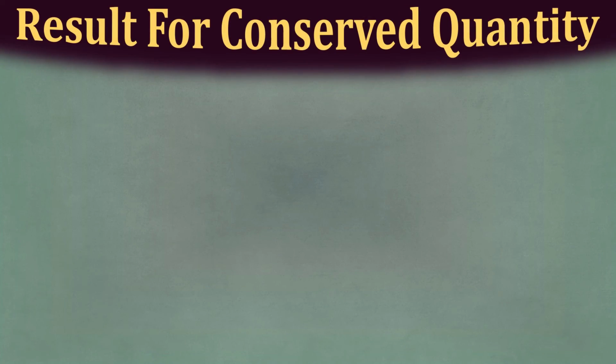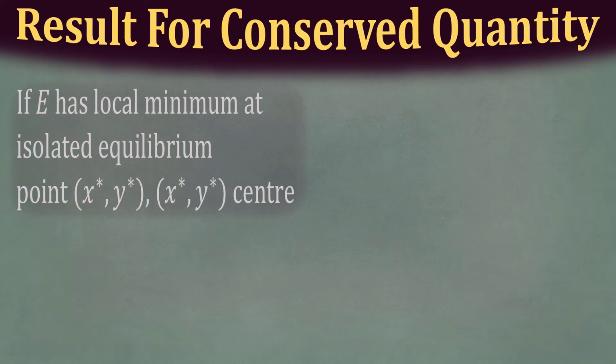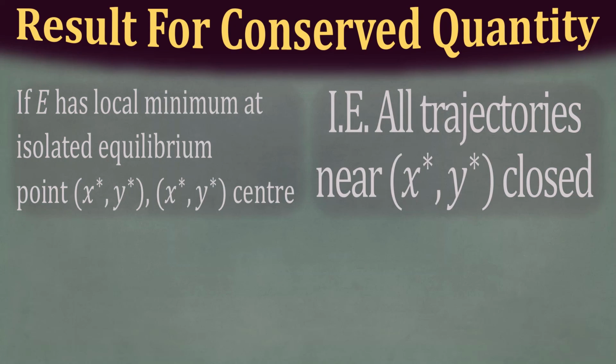Hence, let's discuss a result for conserved quantities. If E, the conserved quantity, has a local minimum at an isolated equilibrium point x star, y star, then x star, y star is a center, i.e. all trajectories near x star, y star are closed.